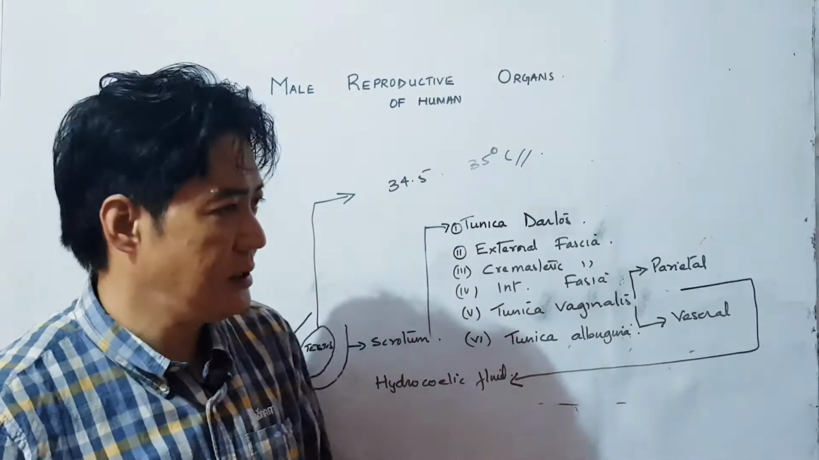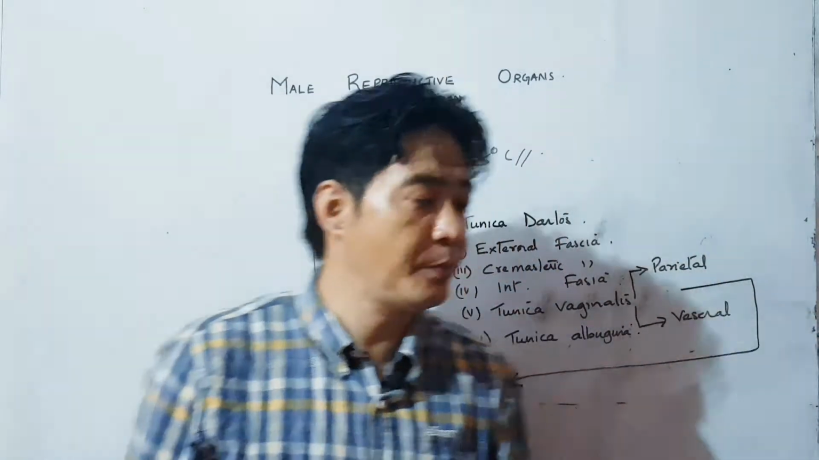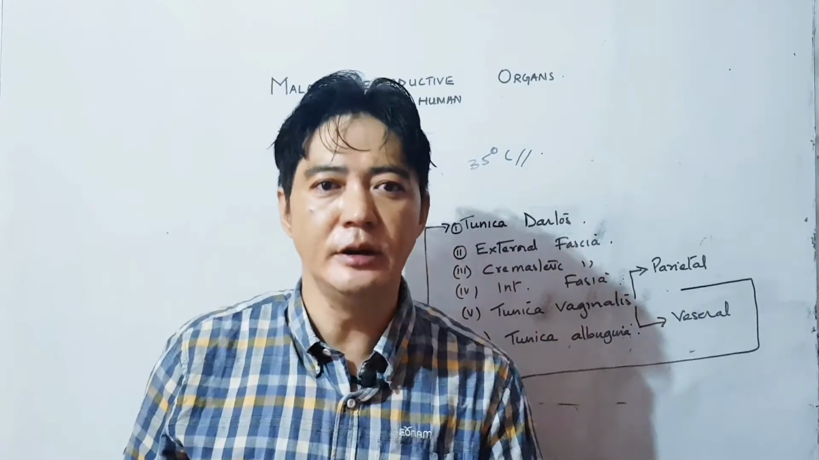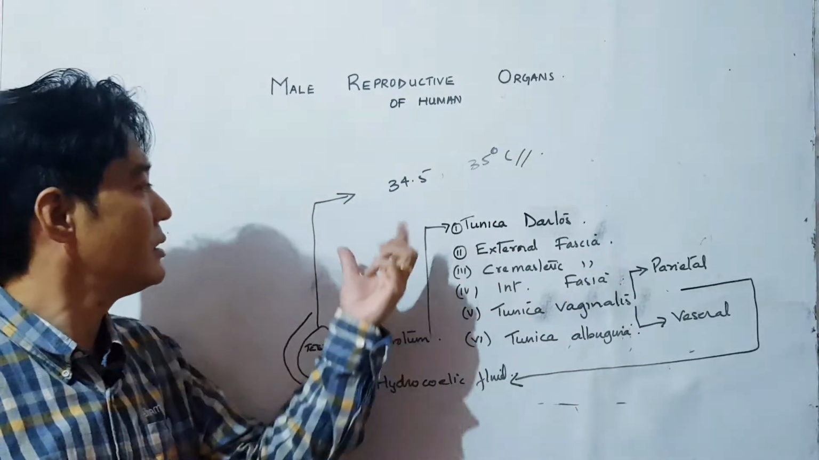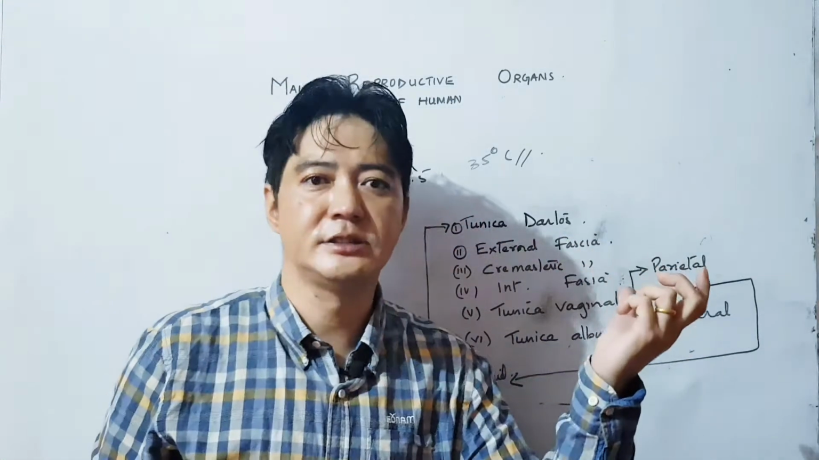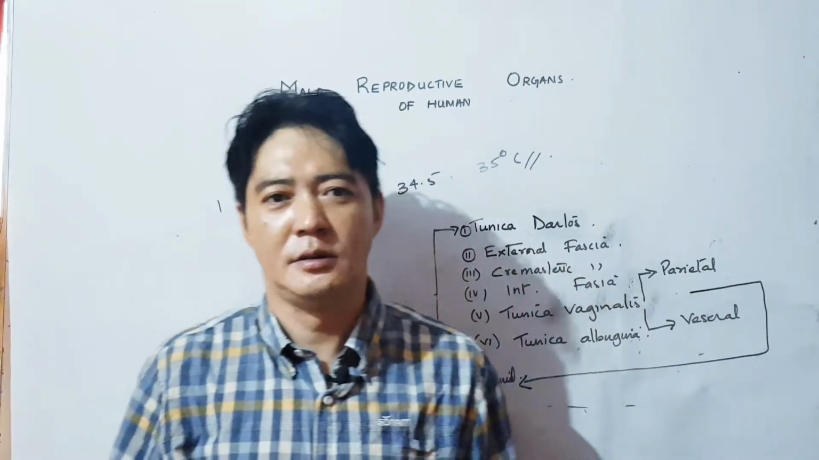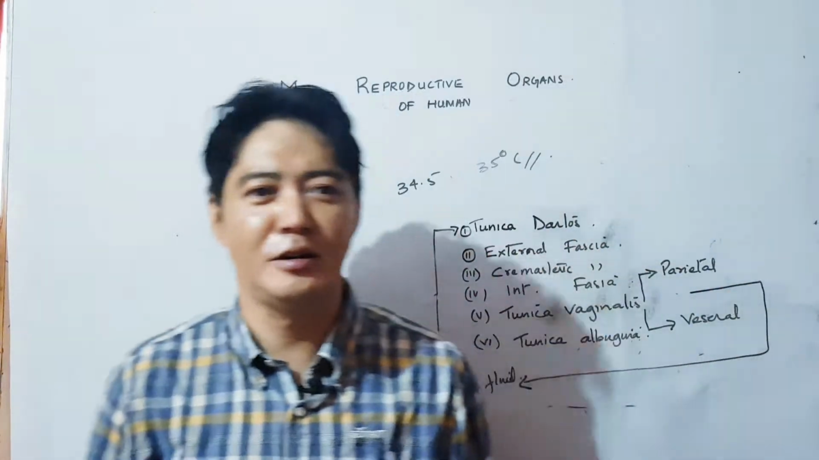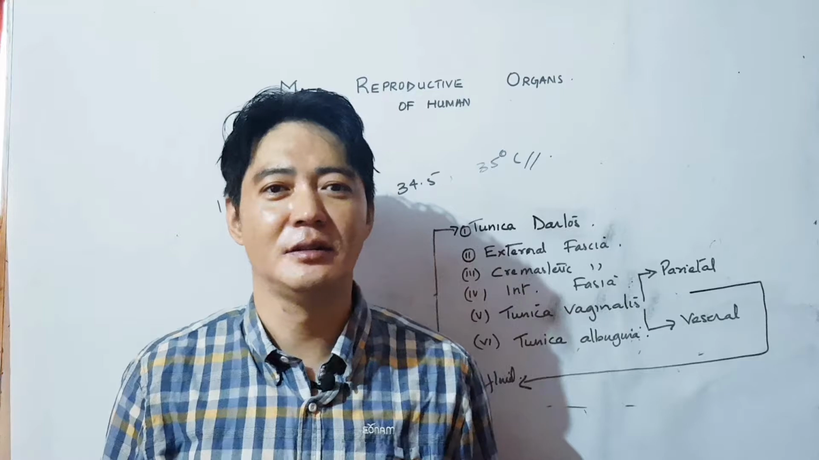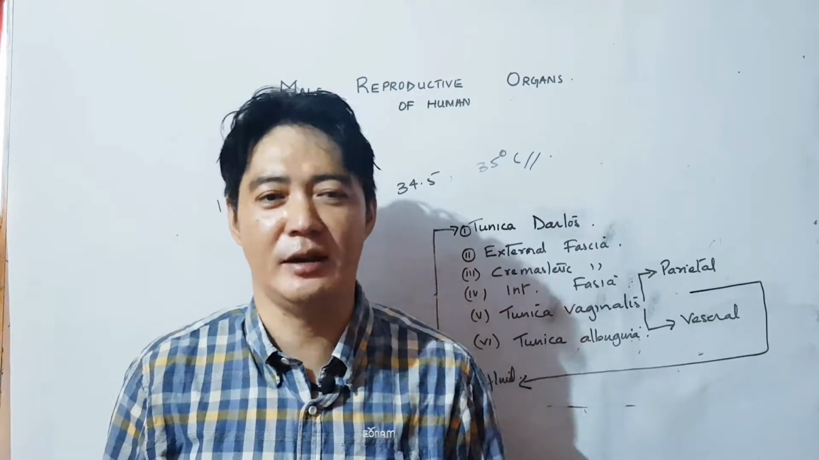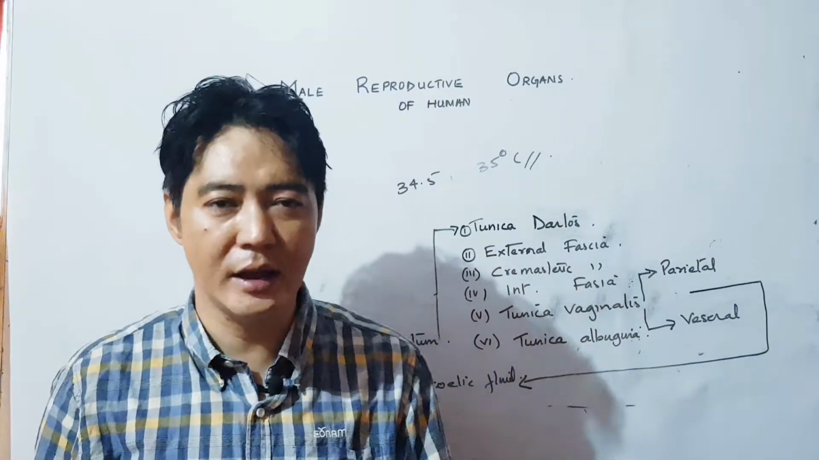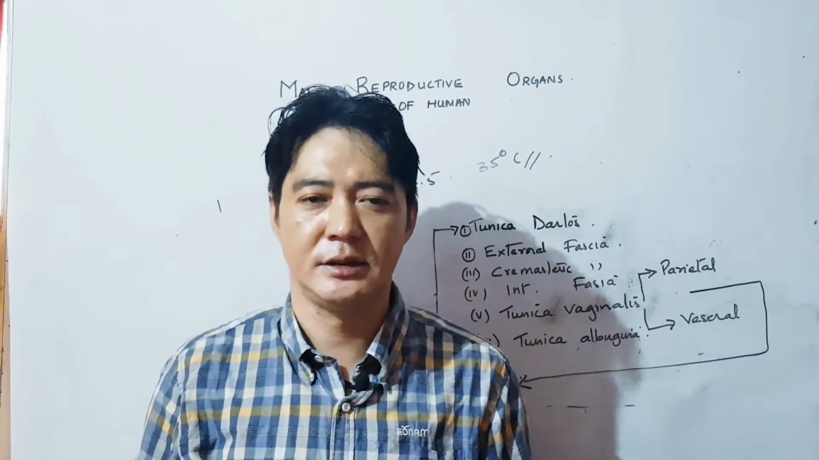So here you can see scrotum is not only the protective layer, but it also maintains the temperature of the testes. That is, the temperature has to be in between 34.5 to 35 degrees Celsius. So you can feel it right now also, but after feeling, please don't forget to wash your hand. The coldest part of our body or organ is testis.